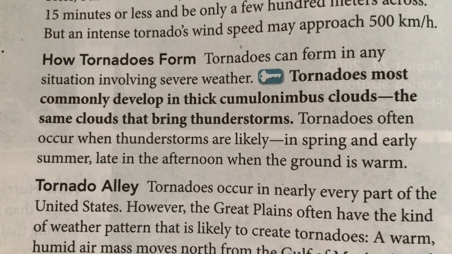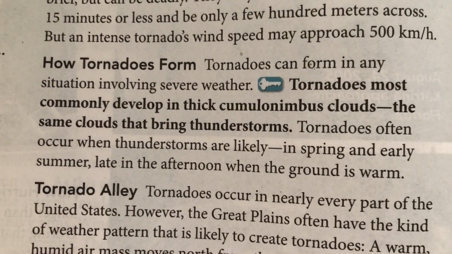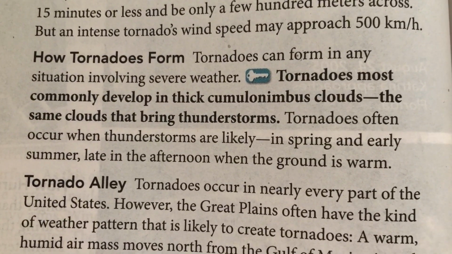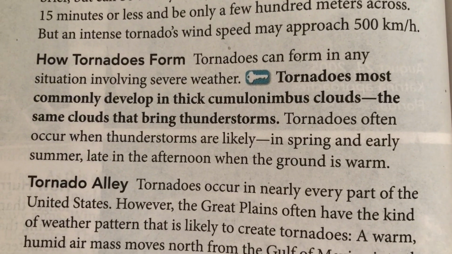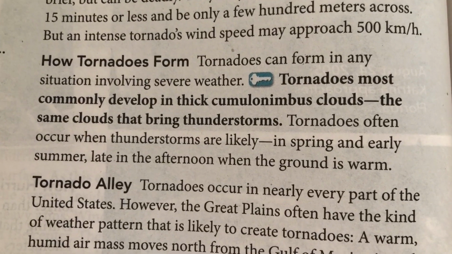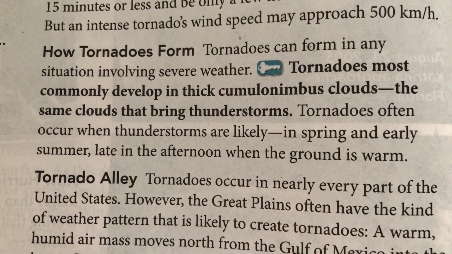How tornadoes form. Tornadoes can form in any situation involving severe weather. Tornadoes most commonly develop in thick cumulonimbus clouds, the same clouds that can bring thunderstorms. Tornadoes often occur when thunderstorms are likely, in spring and early summer, late in the afternoon when the ground is warm.